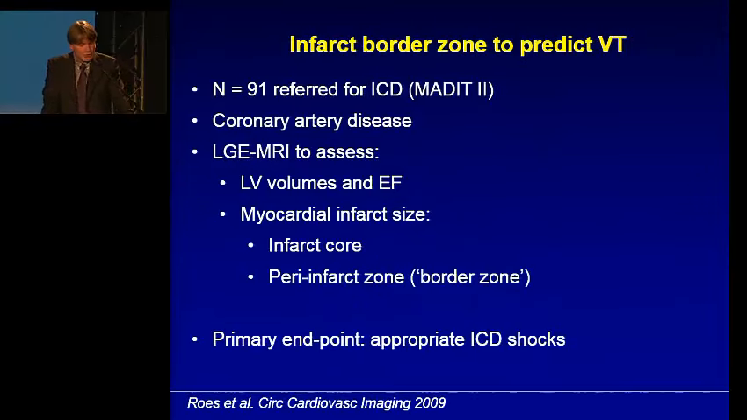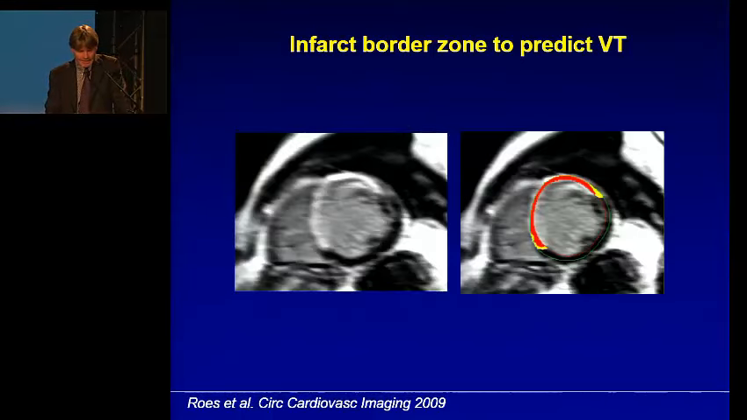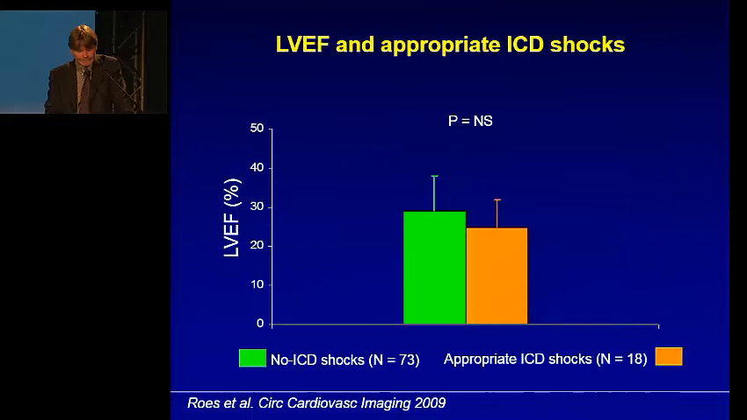So this comes from our center. We took 91 patients with coronary artery disease that were referred for ICD based on MADIT-II criteria. The MRI was done for volumes, ejection fraction, looking at scar tissue, infarct core, and also looking at the peri-infarct zone, this border zone again. And the primary endpoint was the shocks on the ICD. This I showed to you already.